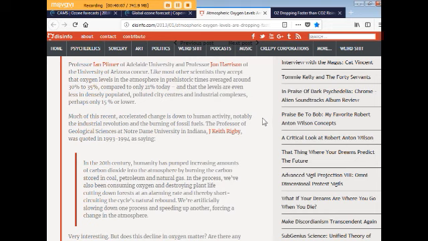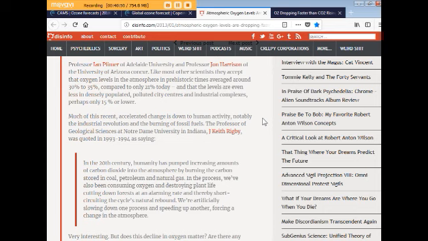Professor Ian Plimer of Adelaide University and Professor John Harrison of the University of Arizona concur. Like most other scientists, they accept that oxygen levels in the atmosphere in prehistoric times averaged around 30 to 35% compared to only 21% today, and that the levels are even less in densely populated, polluted city centers and industrial complexes, perhaps only 15% or lower.